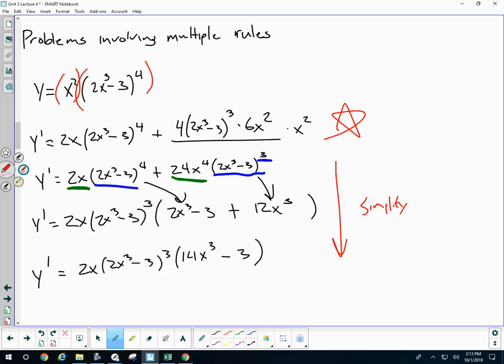Okay? Now, to the right, it looks like we have a little bit of space. I'd like you to take the derivative of this. This is another example of a problem that will have multiple rules going on.